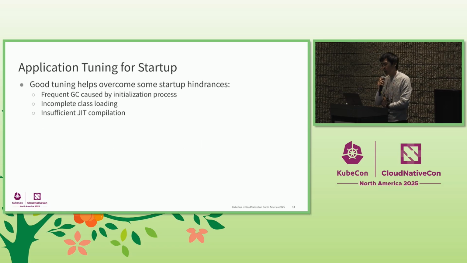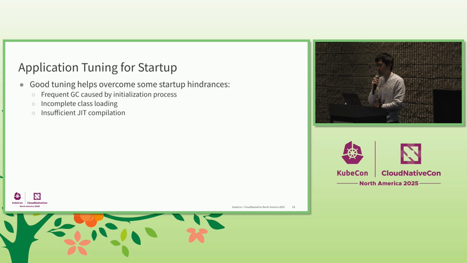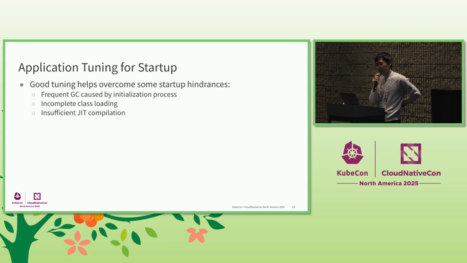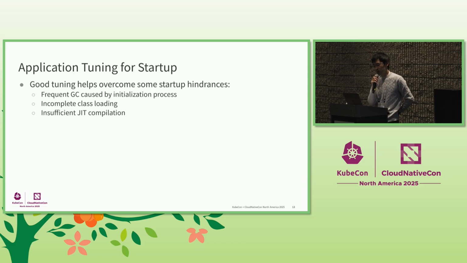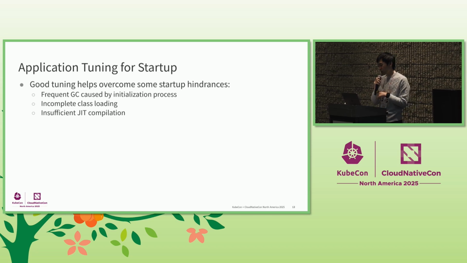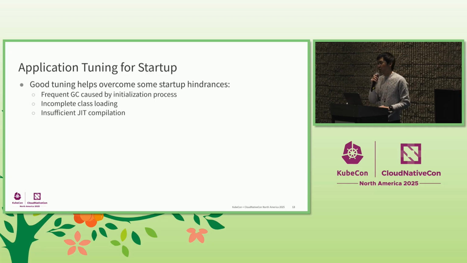First, let me explain why tuning is important for application startup. As mentioned in the previous section, applications have lower performance right after startup. But some factors listed on this slide can be addressed through proper tuning. For example, regarding garbage collection, increasing CPU allocation reduces the time spent on GC and reduces their negative impact on application performance.